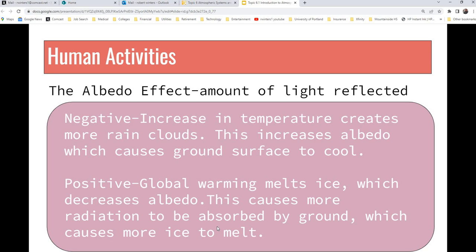Positive. As global warming melts ice, this decreases the albedo effect, less reflection, but this then causes more radiation to be absorbed, because you have less albedo, which causes even more ice to melt. And that concludes our introduction to the atmosphere.